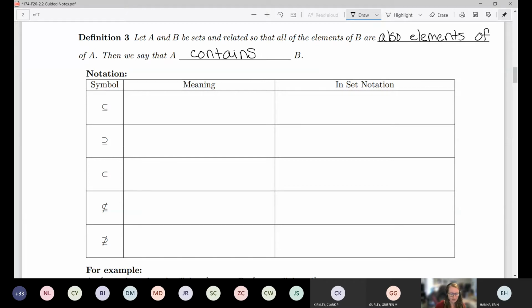So we have a couple symbols for this, and these can go both directions, as opposed to the element-of symbol, which is usually always written as element, symbol, set. So if we have this symbol, this is going to be read as is a subset of. So is a subset of.